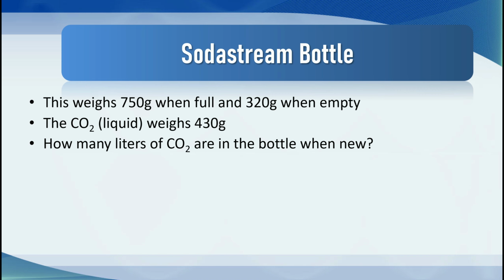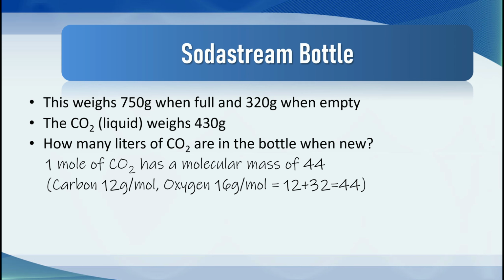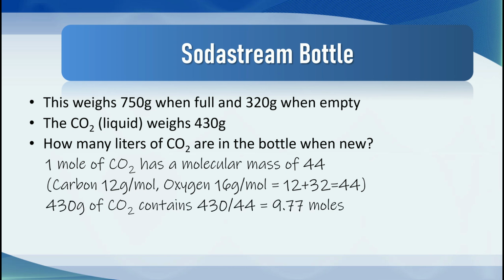Let's work the problem. 1 mole of carbon dioxide has a molecular mass of 44. Carbon is 12 grams per mole, oxygen is 16 grams per mole, so that's 2 atoms of oxygen, that's 32, plus 12, that equals 44. 430 grams of carbon dioxide contains 430 divided by 44, or 9.77 moles of carbon dioxide. 1 mole of gas contains 22.4 litres.